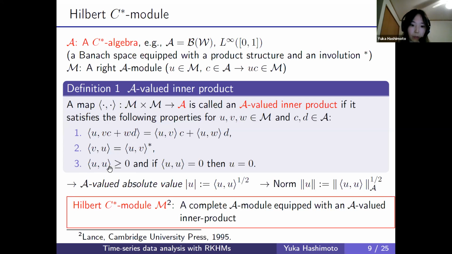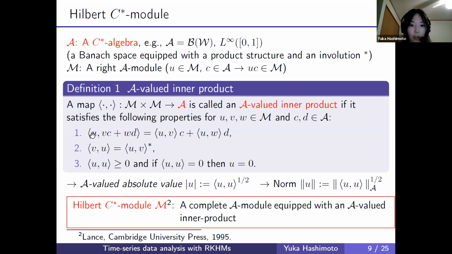And here positive means, for example, in the case of A equals to this, the space of bounded linear operators, a positive corresponds to the positive semi-definiteness of operators.